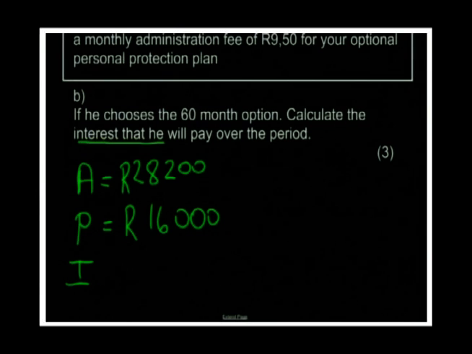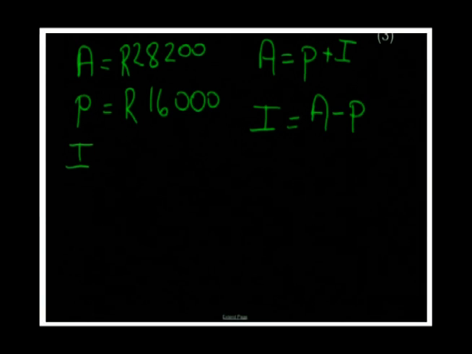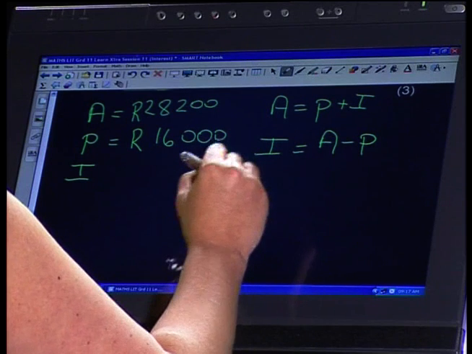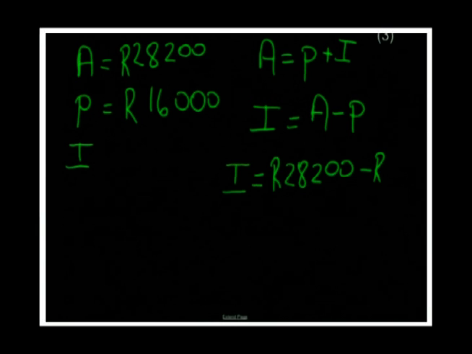And remember, that was the formula that I told you right at the beginning. We've basically got A equals P plus I, or we're going to manipulate this formula and move P to the other side. So we're going to say I equals A minus P. And now all I'm going to do is substitute my values into that. So my interest that he's paying is my accumulated value, which was 28,200, minus 16,000.